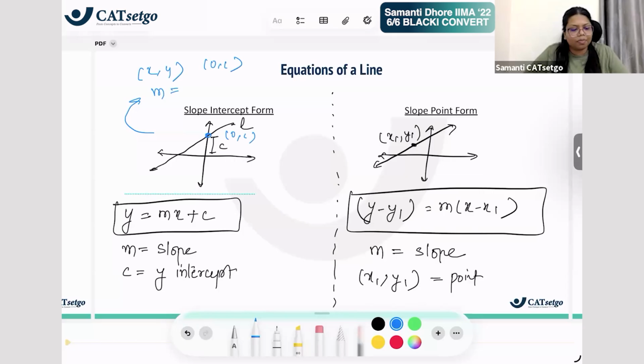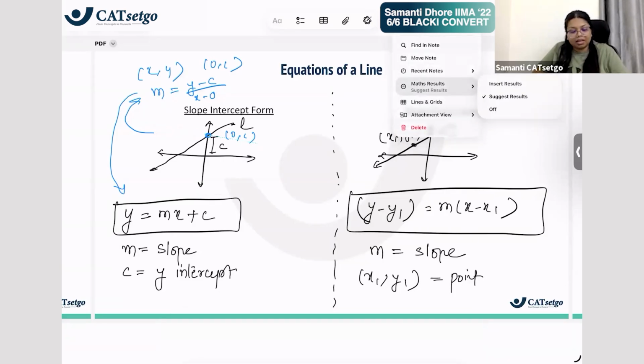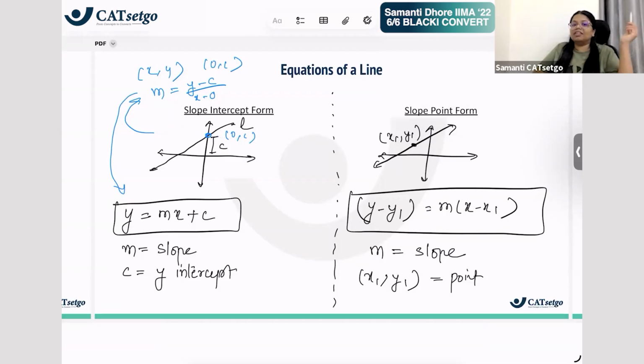What is the formula of slope? y2 minus y1 upon x2 minus x1. Simplify it. Does it become y is equal to mx plus c? It does. So is it some new formula that we learned? No. It is literally something that we just solved. So this is where the slope-intercept form comes from.